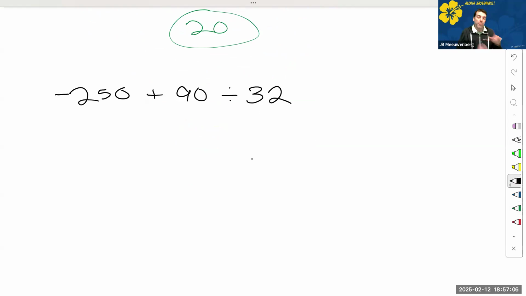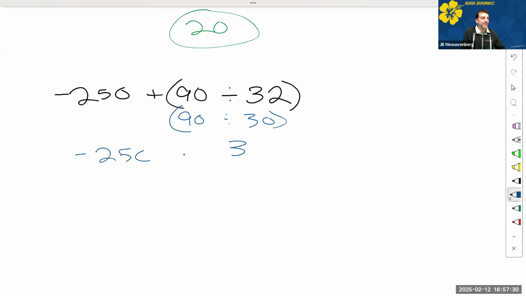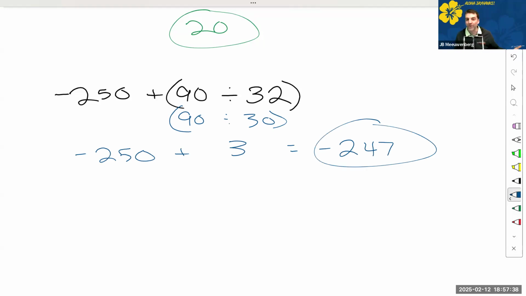So for this, you also have to consider order of operations. You recall that division must be done prior to the addition. And so before we even really get started, we have to imagine these things grouped. Well, for me, I noticed that this was a nice, neat number. 90 divided by 30 is 3. And then -250 plus 3 is equal to -247. So that is one approach you could use to do that approximation there.